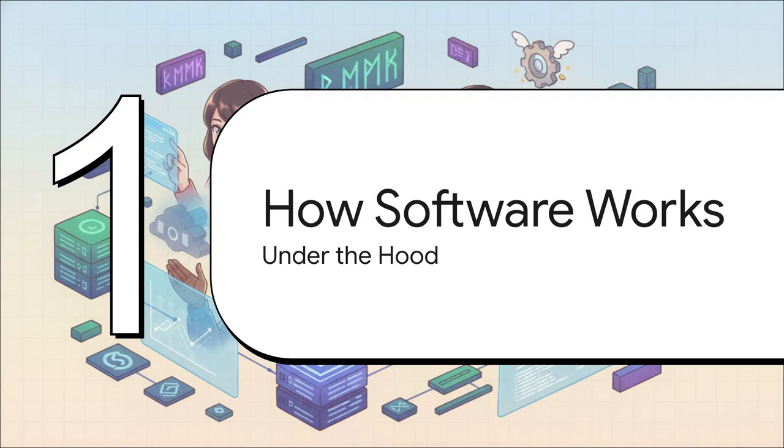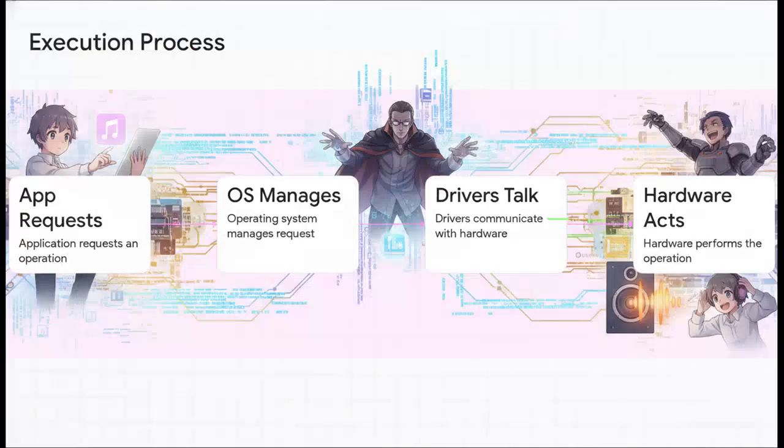Section 2. How software actually works. So, how does that typed code actually force the hardware to do something useful? It's basically a high-speed relay race, and it's happening billions of times a second. First, your application requests an operation, like playing a Spotify track. Then, the operating system grabs that request and manages the resources. Next, these specialized pieces of software called drivers step in to translate that request into hardware language. And finally, the hardware, in this case your speakers, actually plays the sound.